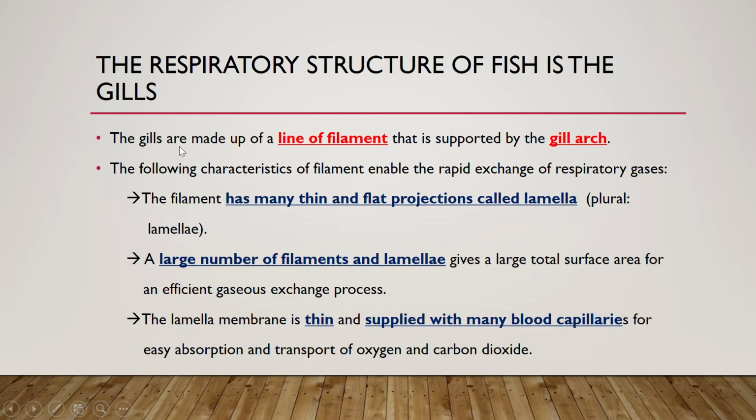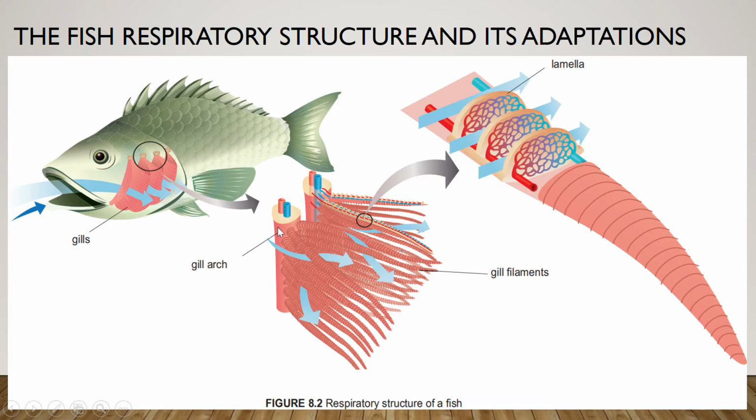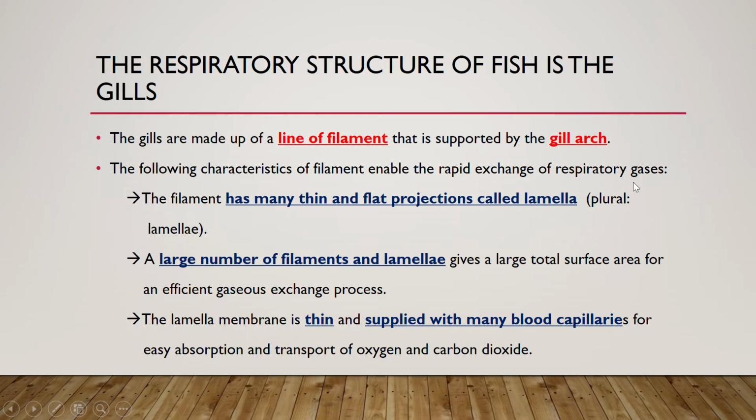And okay, so let's look at it. The gills are made up of lines of filaments, okay, supported by the gill arch. Gill arch, right? These are the characteristics, if you still remember. Thin lamellae. Plural, you call it lamellae. A large number of filaments and lamellae, large number. Okay, another adaptation. Okay, next is very thin, okay, and supplied with many blood capillaries for easy diffusion of gases.